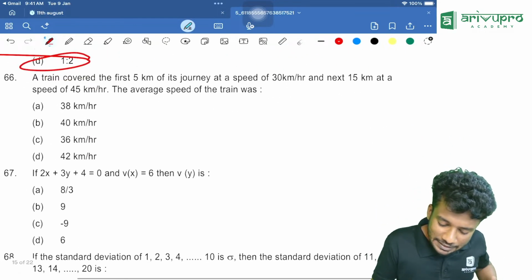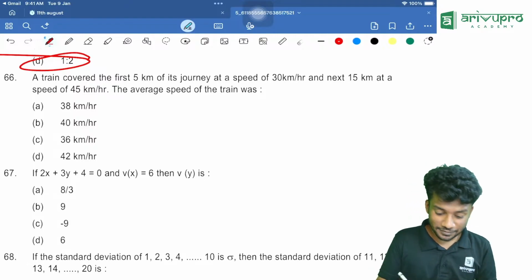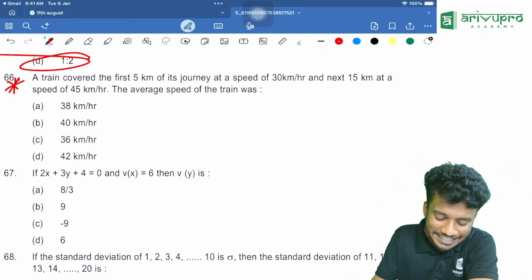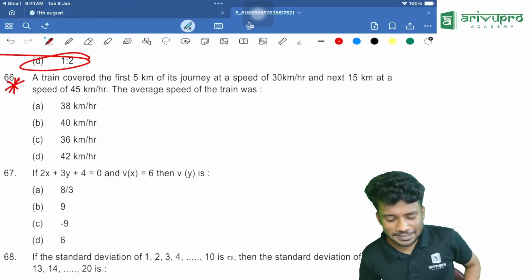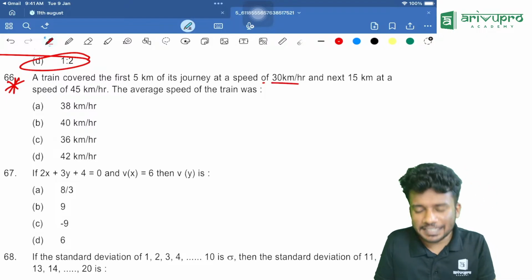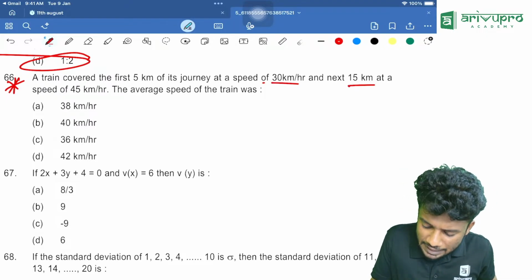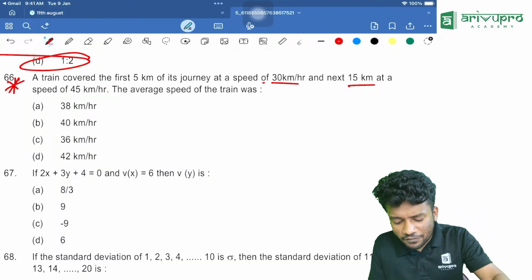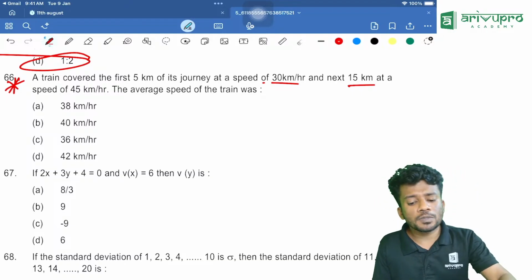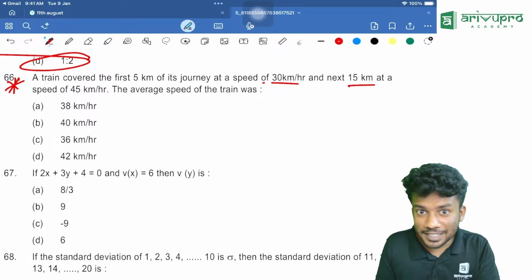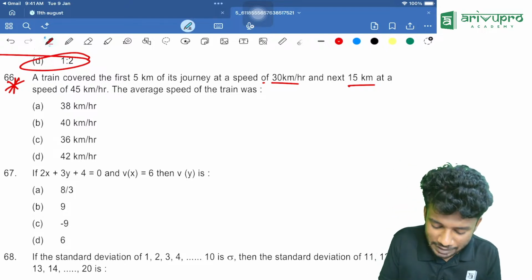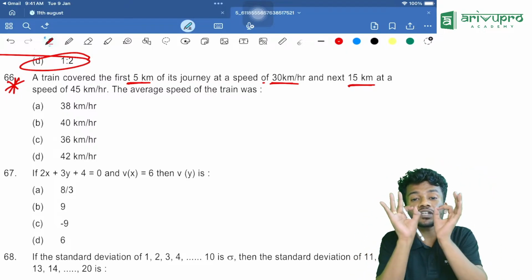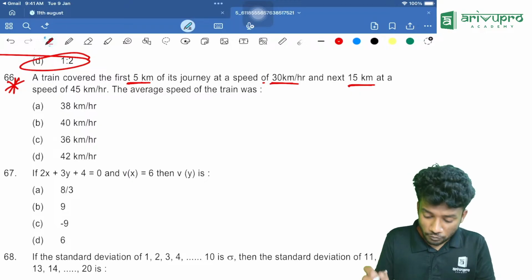Next one. A train covered. Read this question carefully. It's a very good question. This is your application of 8th standard physics. A train covered the first 5 kilometers of its journey at a speed of 30 kilometers per hour, and the next 15 kilometers at a speed of 45 kilometers per hour. The average speed of the train is the question. Don't think that you can directly use the HP equation over here, because they have given the distances, 5 kilometers and 15 kilometers.